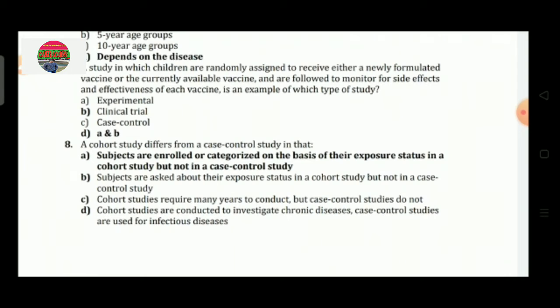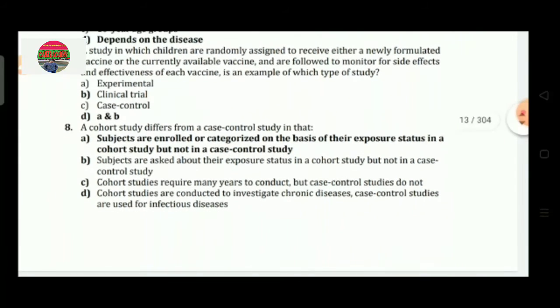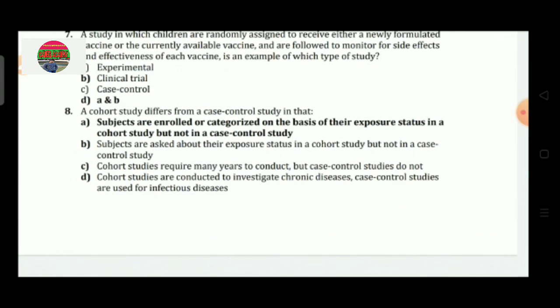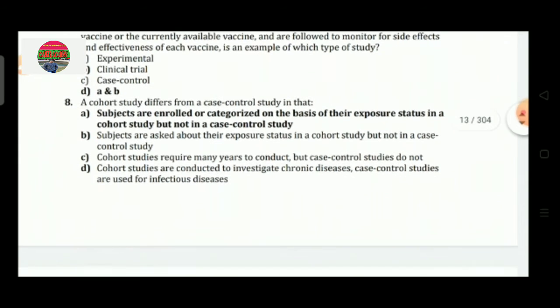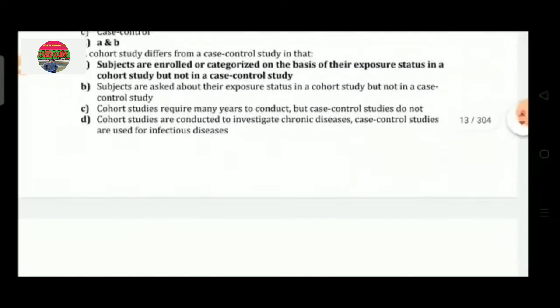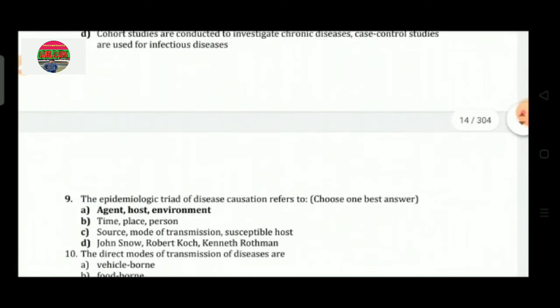Question number 8 is, cohort studies differ from a case control study in that: option A, subjects are enrolled or categorized on the basis of exposure status in a cohort study but not in a case control study. Option B, subjects are asked about exposure status in a cohort study but not in a case control study. Option C is cohort studies require many years to conduct but case control studies do not. Option D is cohort studies are conducted to investigate chronic disease states and case control studies are used for infectious disease. So the correct answer is option A.